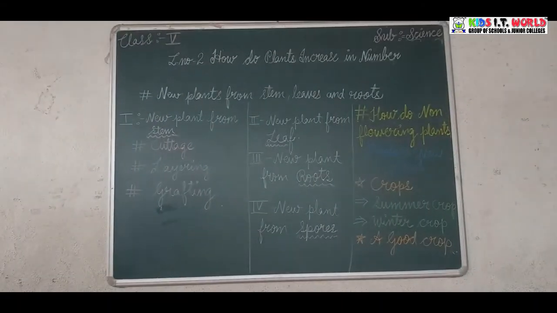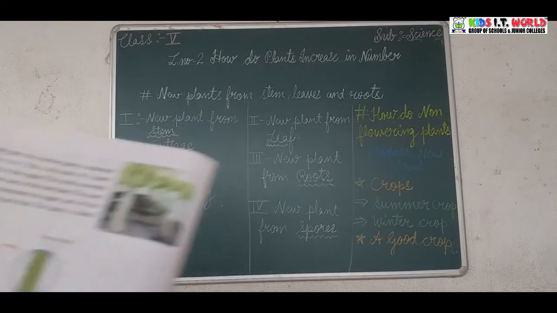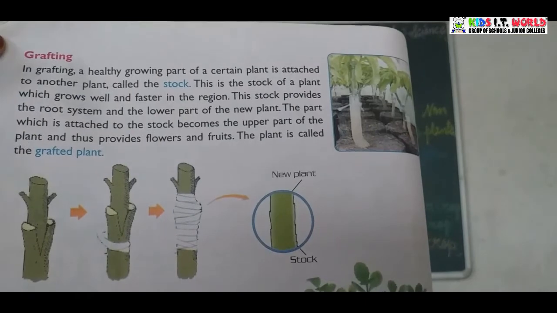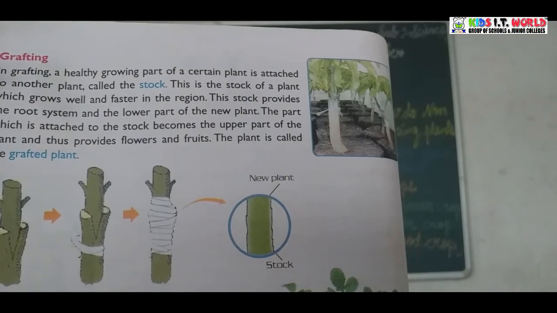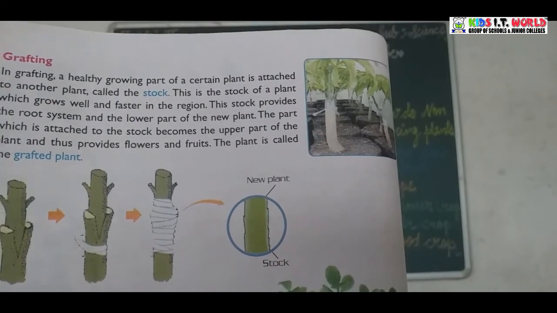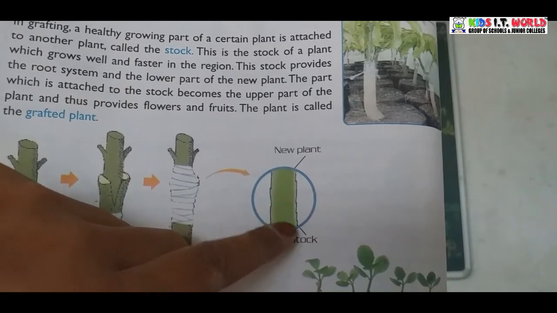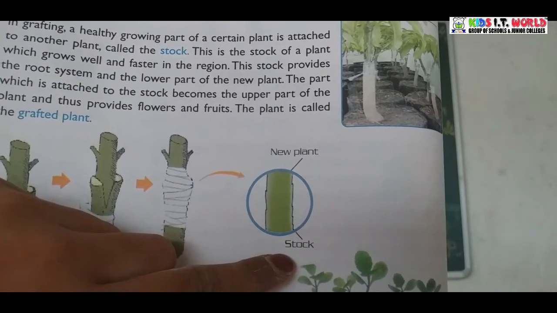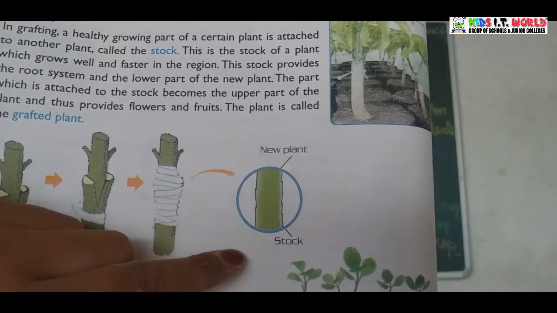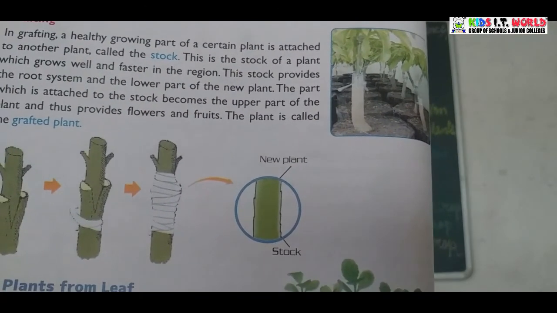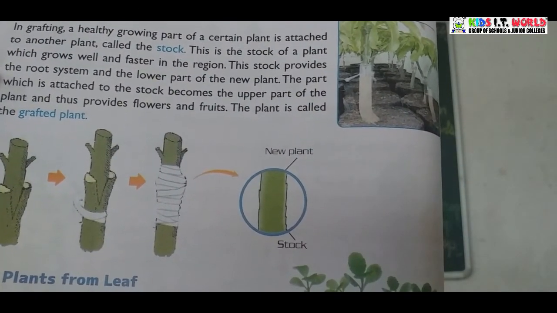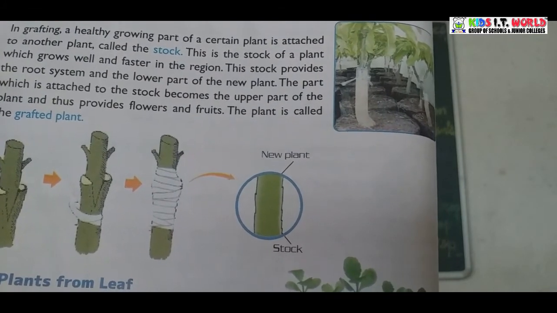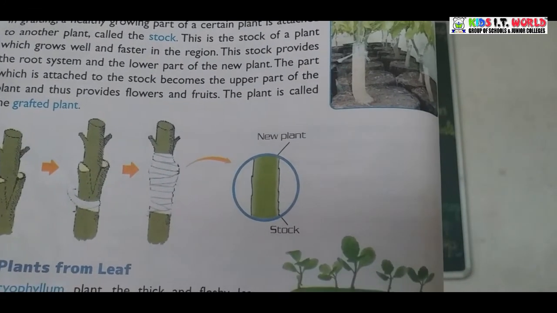Then next is grafting. In grafting, a healthy growing part of a certain plant is attached to another plant, which is called a stock. See here, in this picture we see the stock. This is the stock of a plant which grows well and faster in the region. These stocks provide the root system and the lower part of the new plant. The part which is attached to the stock becomes the upper part of the plant and thus provides flowers and fruit. And this plant is called the grafted plant.